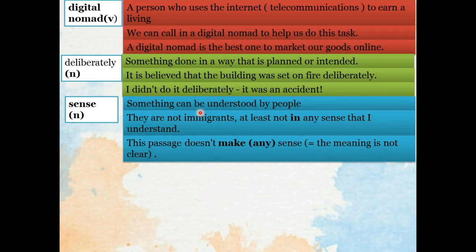Sense, something that can be understood by people. So they are not immigrants, at least not in any sense that I understand. This passage doesn't make any sense. The meaning is not clear. So the word sense means something that can be understood. Sometimes we can say in common, it doesn't make sense or it doesn't make any sense. Okay? So the word sense here, something can be understood.